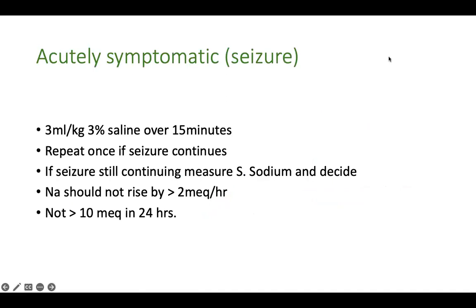Now coming to the next step: you understood it is true hyponatremia, and whether it is acute in onset or chronic in onset, the child at present is acutely symptomatic. The child is having seizures. No doubt about it, just go ahead and give 3% saline, 3 ml per kg over 15 minutes. If you find that the seizure is not controlled, you can repeat one more 3% saline, 3 ml per kg over 15 minutes. If the seizure is still continuing, don't repeat the next dose. You have to measure the serum sodium and decide accordingly, while the seizure can be managed with anticonvulsants.